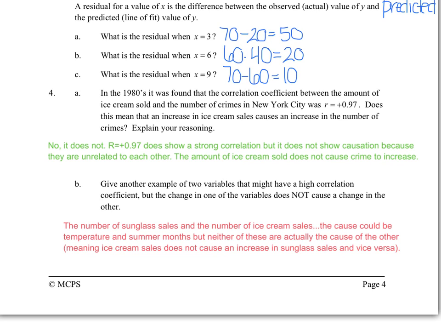So we know that the cause of temperature or summer months could be a reason or the cause of an increase in sunglass sales and ice cream sales, but neither of these are actually the cause of the other, meaning ice cream sales does not cause an increase in sunglass sales and vice versa. There are many other examples that could work for this as well. This is just one, but it's an example of two variables that might have a high correlation coefficient, but the change in one of the variables does not cause a change in the other.